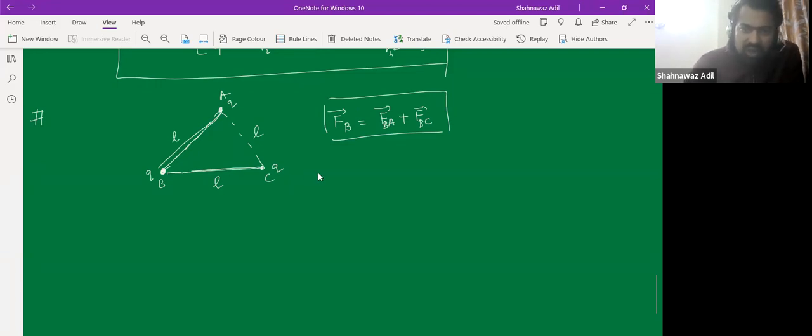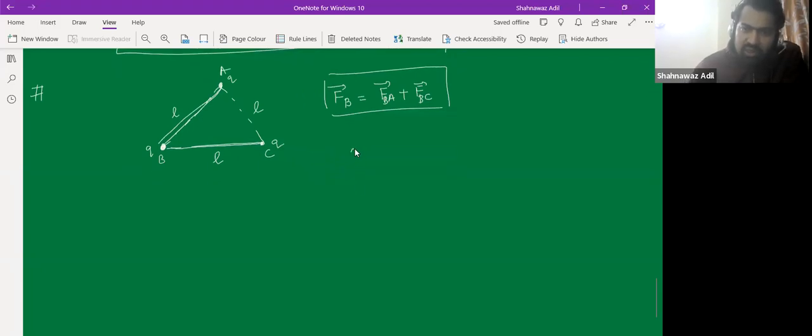There are other questions as well, where you have four charges at the corners of a square and you want to calculate the force somewhere, say at the center. So these kinds of questions are there, and then you have to use the superposition principle. That is why this is important.